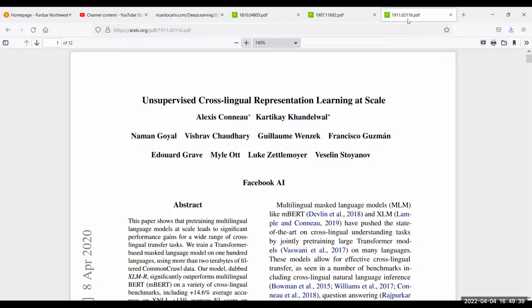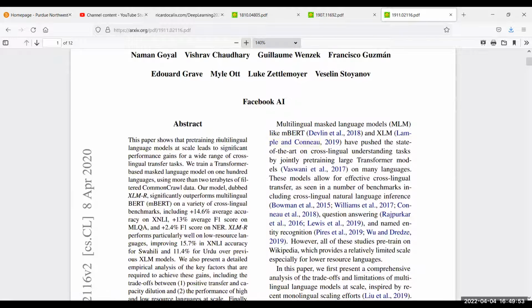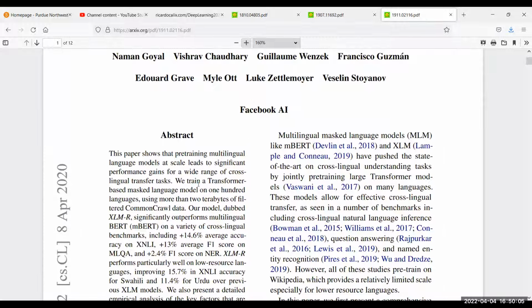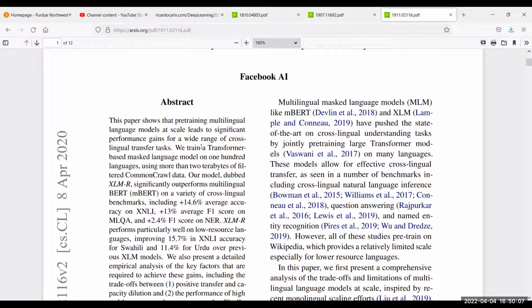This is XLM-RoBERTa. The paper is called Unsupervised Cross-Lingual Representation Learning at Scale. This is also Facebook. Now notice this paper shows the pre-training for multilingual language models at scale. And they believe this leads to significant performance gains for a wide range of cross-lingual transfer tasks. We train a transformer-based masked language model, a BERT, RoBERTa in particular, on 100 languages using more than 2 terabytes of filtered Common Crawl data.